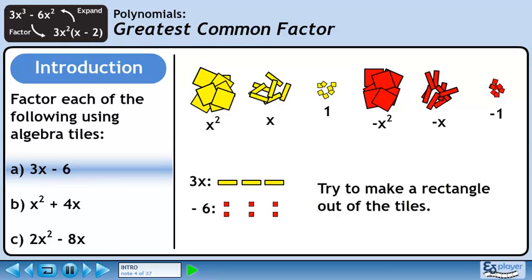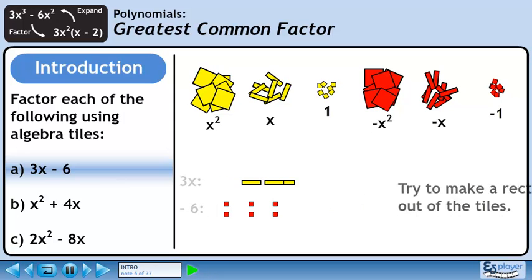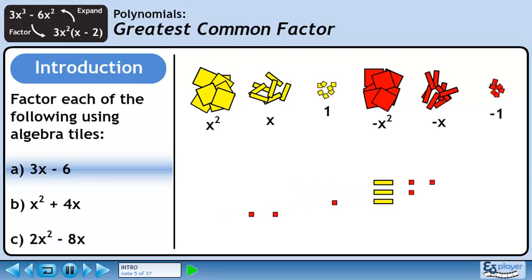Now that we have all of the required tiles, the next step is to arrange them into a rectangle. If we put the 3 rectangles on the left and the 6 red squares on the right, we'll have a rectangle. This isn't the only possible rectangle, but it's the one we'll use in this example. We need to fill in the top row. We can do this using a yellow rectangle and 2 small red squares.